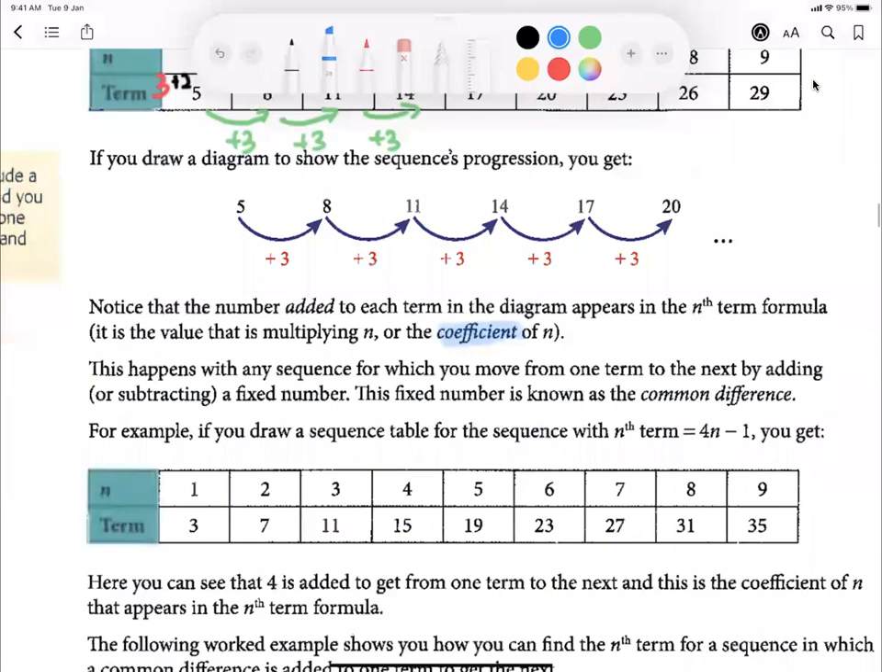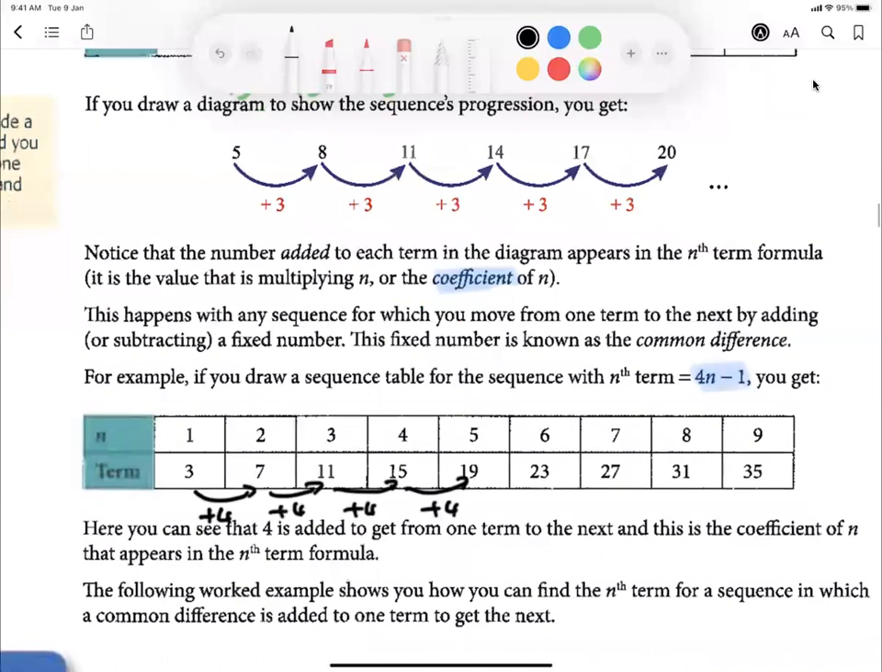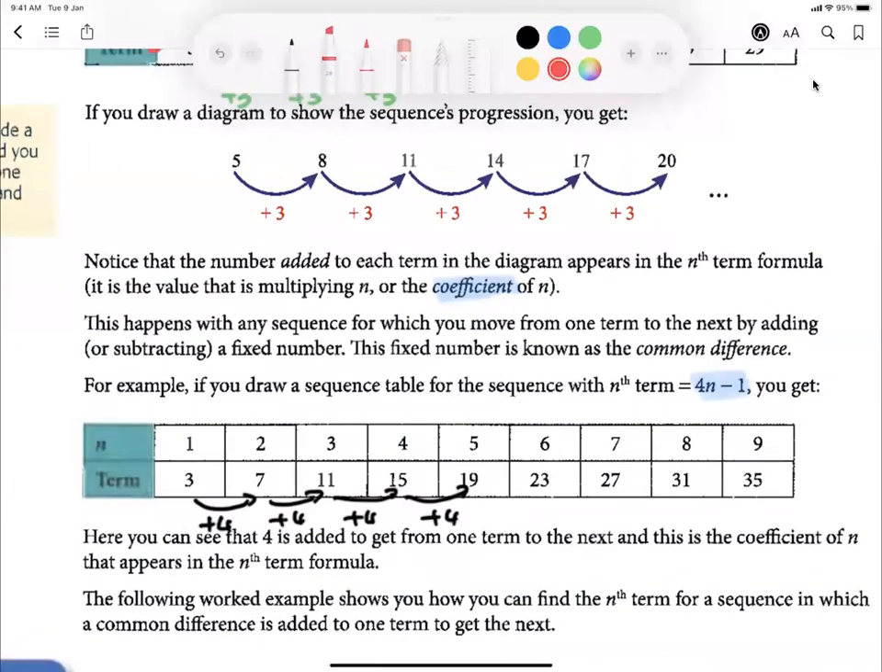For example, if you draw a sequence table for 4n minus 1, if I draw it without knowing the n term, you can see the pattern that is happening here. This is always plus 4. So your term-to-term rule is always the coefficient of n. Coefficient of n means the number that is beside n. That is your term-to-term rule. If it's positive 4, then add 4. If it's negative 4, then it's minus 4. Then this one at the back is what we call the adjustment.